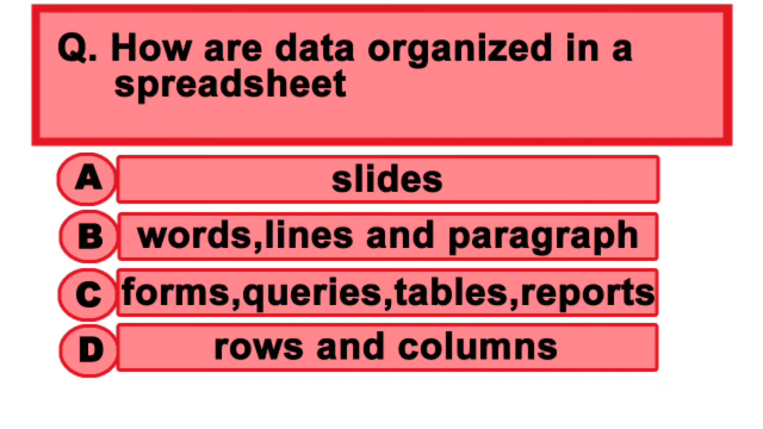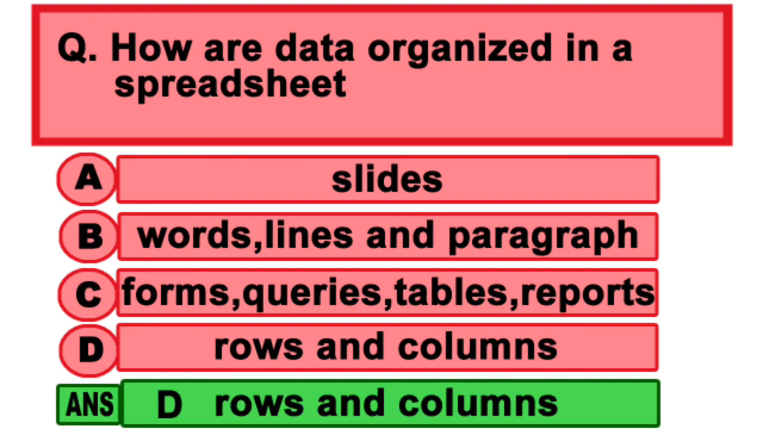How are data organized in a spreadsheet? The options are A. Slides, B. Words, lines and paragraph, C. Forms, queries, tables, reports, D. Rows and columns. The correct answer is D. Rows and columns.